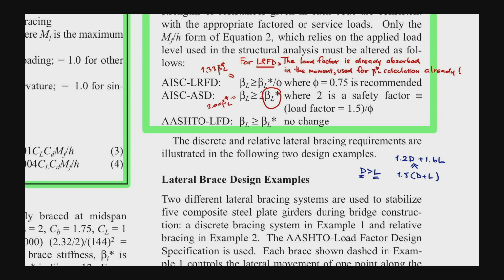So they are different now. You cannot just do things like this. These two beta L are coming from different bases, so be careful. And if you want, you just pretend that there is no allowable stress design and just go for LRFD if you don't want to confuse yourself between two systems.